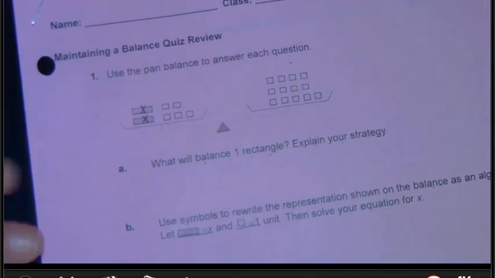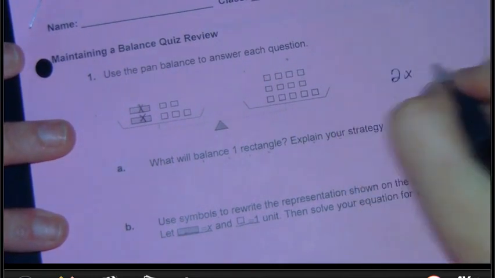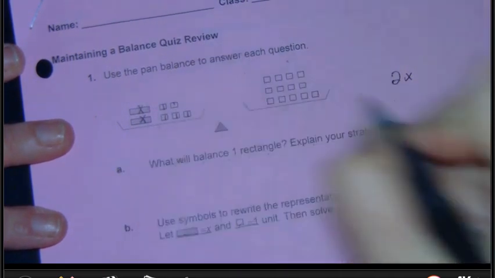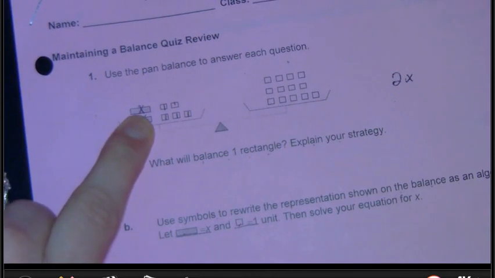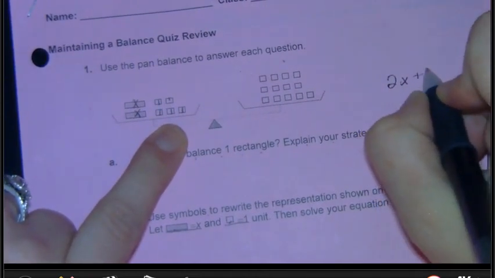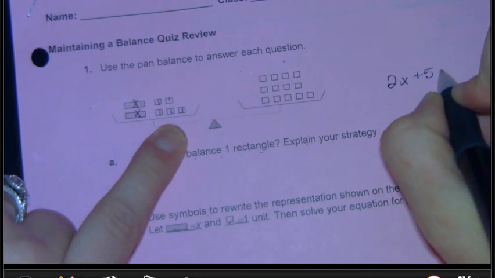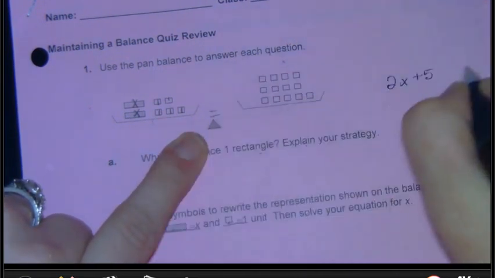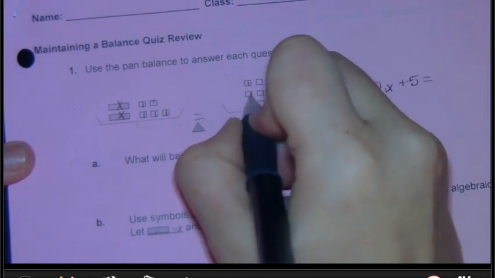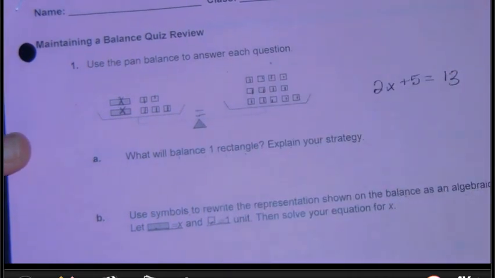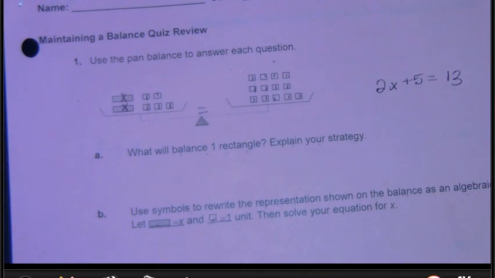Okay, so I am told that each rectangle is represented by x. So I see that on the left side, I have two x's. It tells me that each box is represented by 1. So each individual box is represented by 1. So I have two x's on the left plus 5 positive ones on the left. This right here means equal because I'm balanced and I need to see how many ones I have. Well, I have 1, 2, 3, 4, 5, 6, 7, 8, 9, 10, 11, 12, 13. So 2x plus 5 is equal to 13.